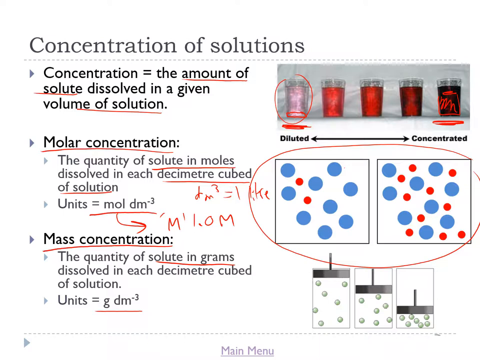Here, we've still got differences in concentration because if you remember, concentration involves not just the amount of solute, but also the volume it's in. So although all of these boxes here have got 7 green particles, it's most concentrated here because they're in the smallest volume. So remember, concentration takes account of both the number of particles and the volume that they are occupying.